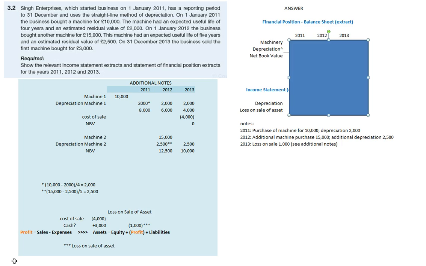Sing Enterprises started business January 2011, reporting period end of year, uses straight line depreciation. Okay, 1st January 2011, purchased a machine for 10,000, expected useful life 4 years, residual value 2,000. 2012, purchased another machine 15,000. Okay, right, so those are the details.